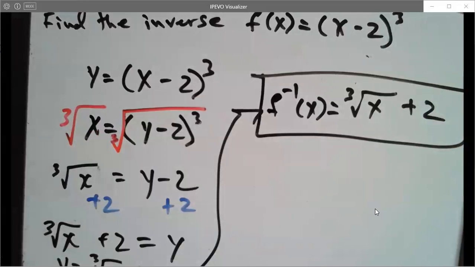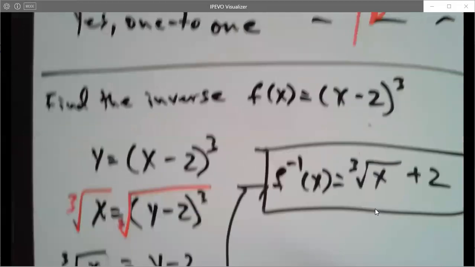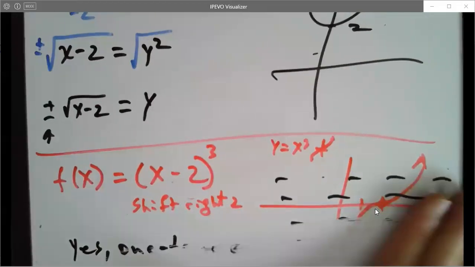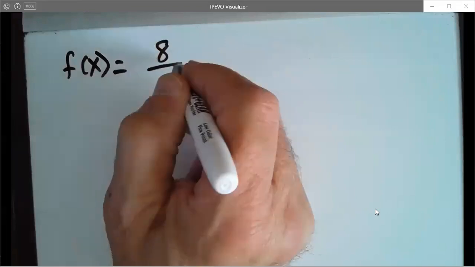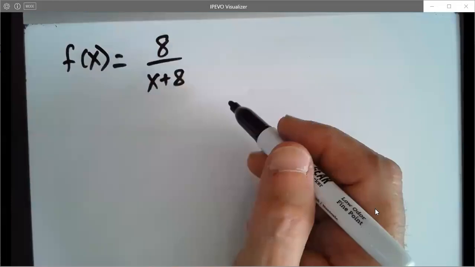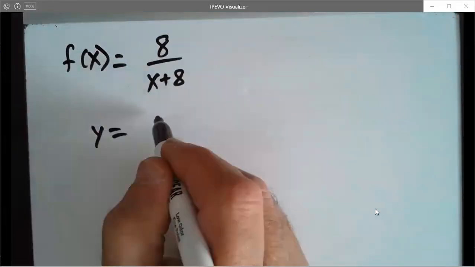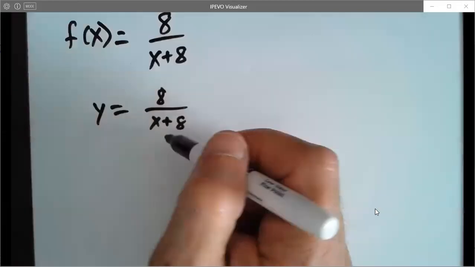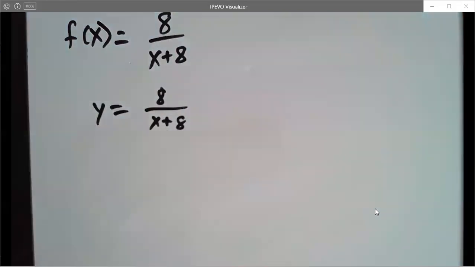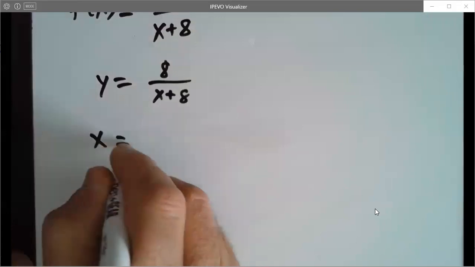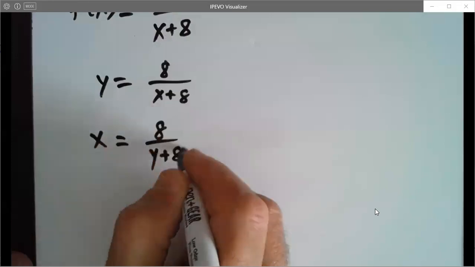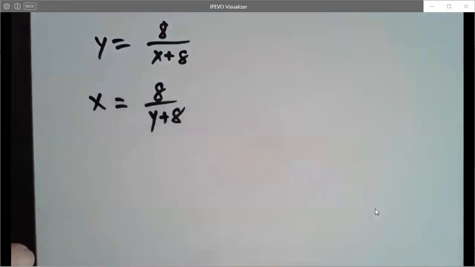All right. One more. What if we have a rational function? Such as f of x is equal to 8 over x plus 8. Okay, we change f of x to y. y equals 8 over x plus 8. Now we've got to change x and y values, right? So what was y is now an x, and what was an x is now a y. So this is x equal to 8 over y plus 8. And then now we have to solve for y.